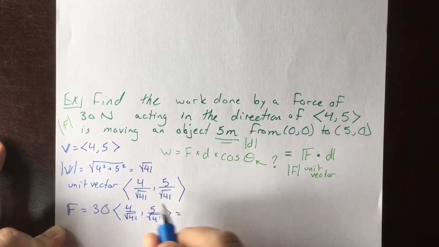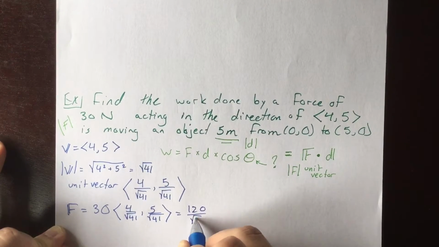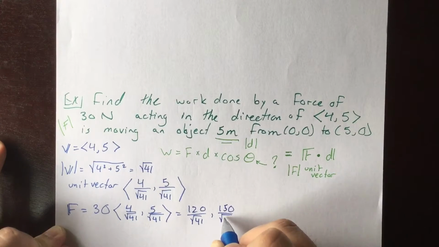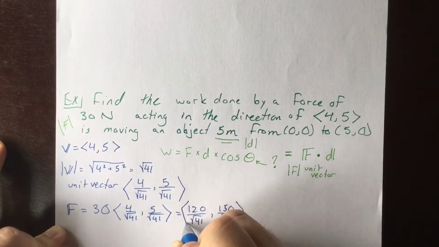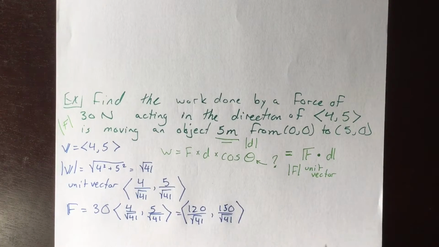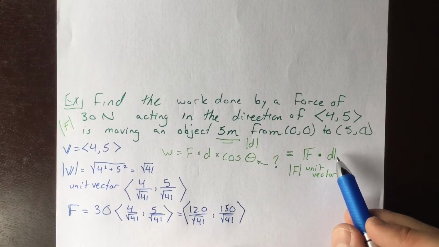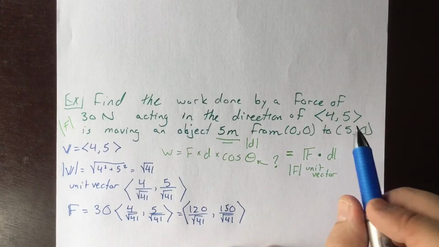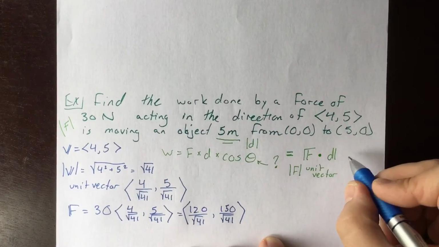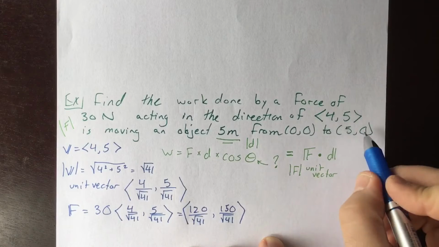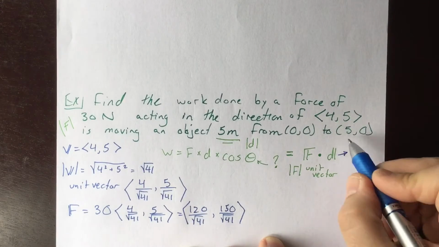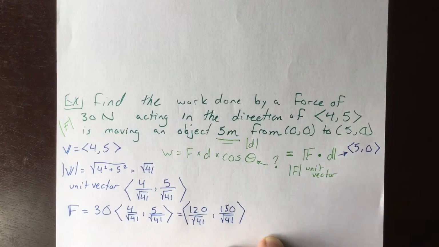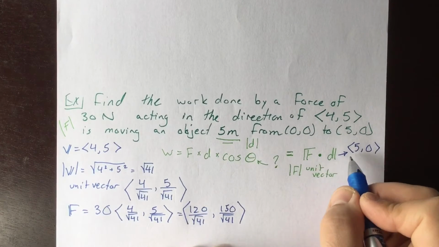Distributing 30, that gives us <120 over root 41, 150 over root 41>. Now, what do we got? Our displacement vector. Well, we were moving an object 5 meters, from (0, 0) to (5, 0). We've learned how to do this: x2 minus x1, y2 minus y1. Our displacement vector is going to be <5, 0>. All right, let's perform the dot product now.